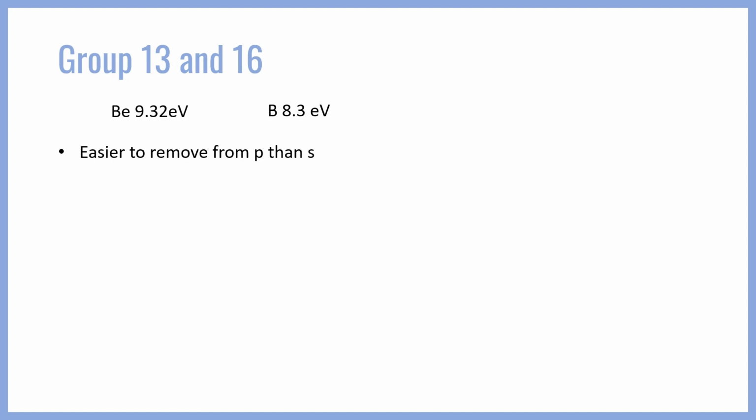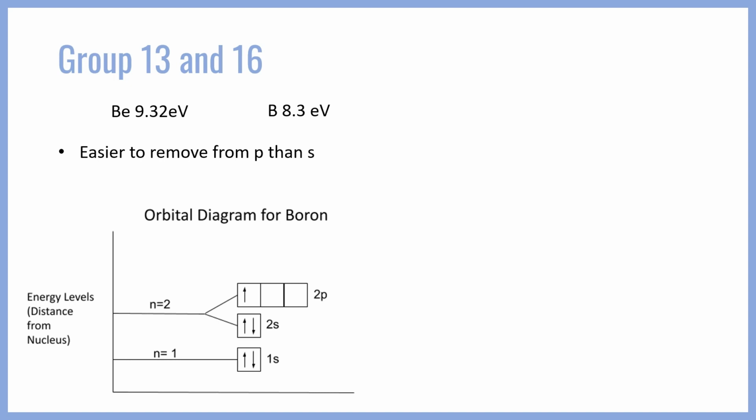And so if we look at the energy level diagram for boron, it turns out that removing an electron from a p orbital is going to be a bit easier than removing one from an s orbital. And so removing the lone 2p electron from boron is easier than removing a 2s electron from beryllium, because the 2p electron is sufficiently higher in energy than the 2s electron to counterbalance the increase in effective nuclear charge.